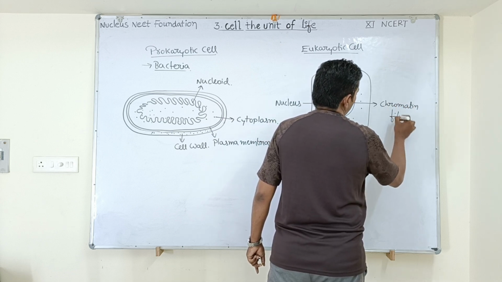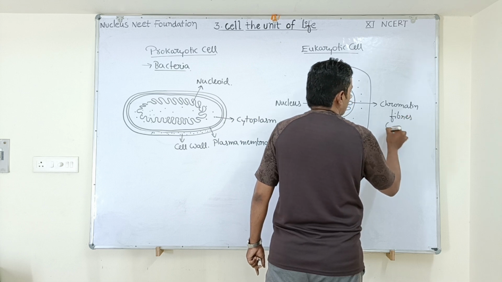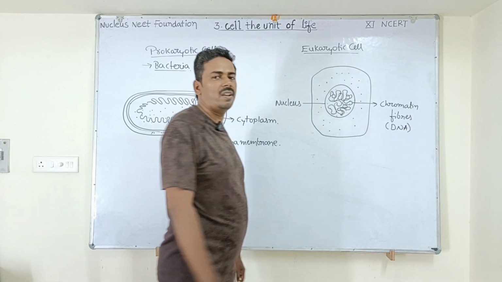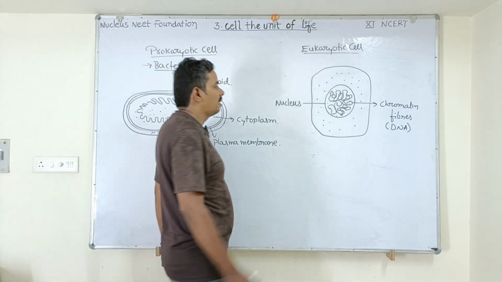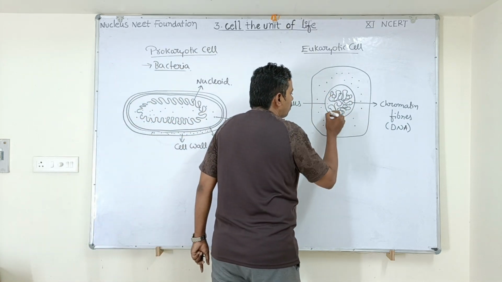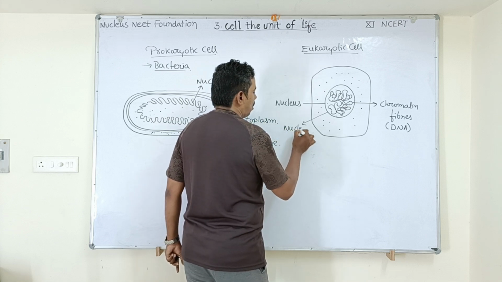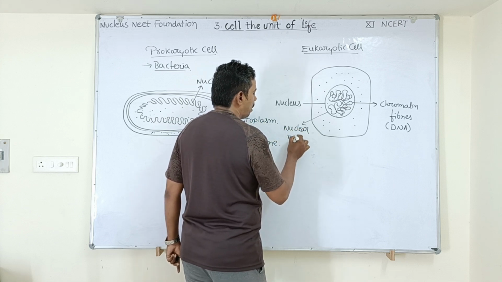Chromatin fibers पाया जाता है nucleus के अंदर. So what is this? This is a compactly folded form of DNA, deoxyribonucleic acid, and the nucleus is covered by a membrane. What is that membrane? The membrane is called nuclear membrane.